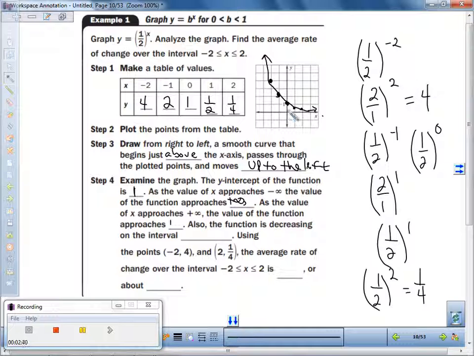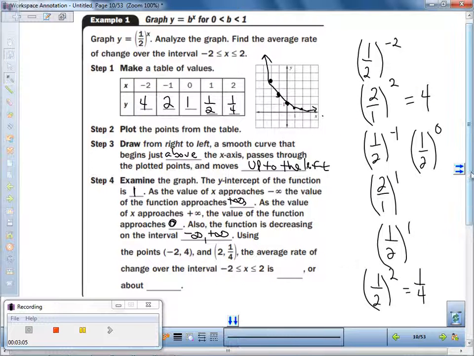Now, on this one, as the values of x approach positive infinity, we're saying as the x's get more positive, what's happening, we're getting closer and closer to 0 on the y-axis. So the function is decreasing on the interval from -infinity to positive infinity. So what that means is as we start here and come down, we're getting smaller and smaller. Now we will never cross 0.